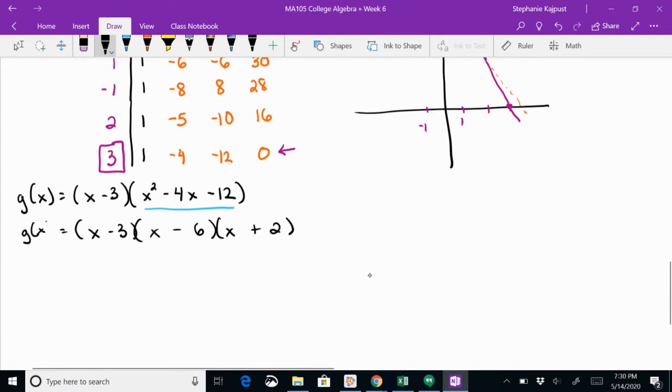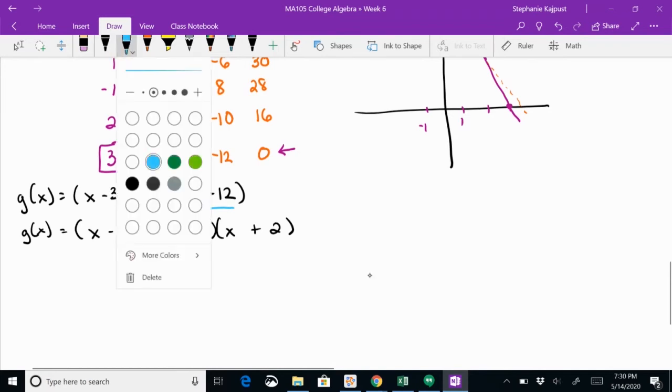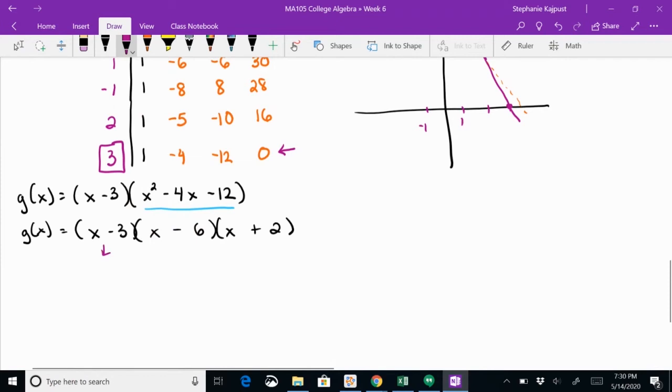So now I have done the part where it said write as a product of linear factors. That's what I have here. These are a product of linear factors, and then it says to find the zeros. We already know one of the zeros. The x minus 3 gives us a zero of 3. You can find the other zeros by setting each factor equal to 0 and solving. What I remember is it's basically the number but at the opposite sign. So we get x equals 6 and x equals negative 2.